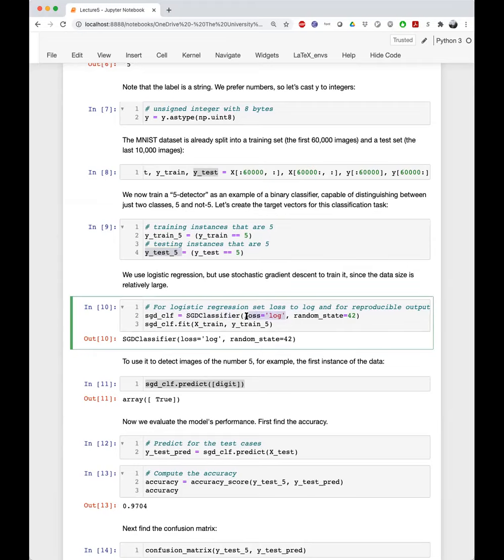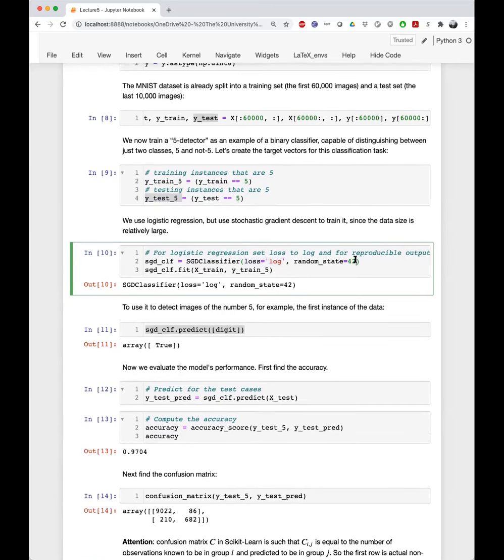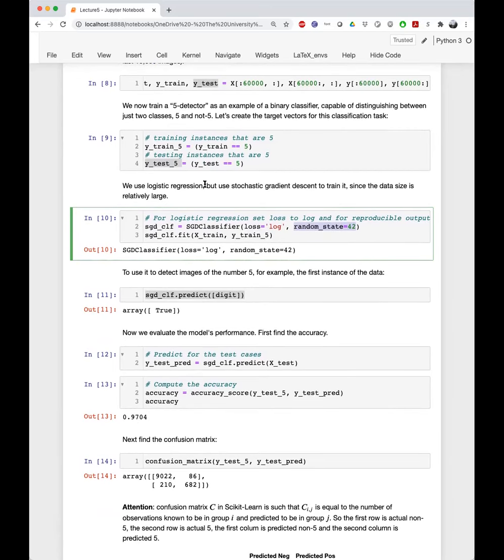Remember, we need to set the loss function to be log. So now it implements logistic regression, right? To make everything reproducible, in the previous class, we talked about using random states. So set the random state to be 42. You can use any other number, right? So once we set the random states, then every time we run it, there's no randomness.